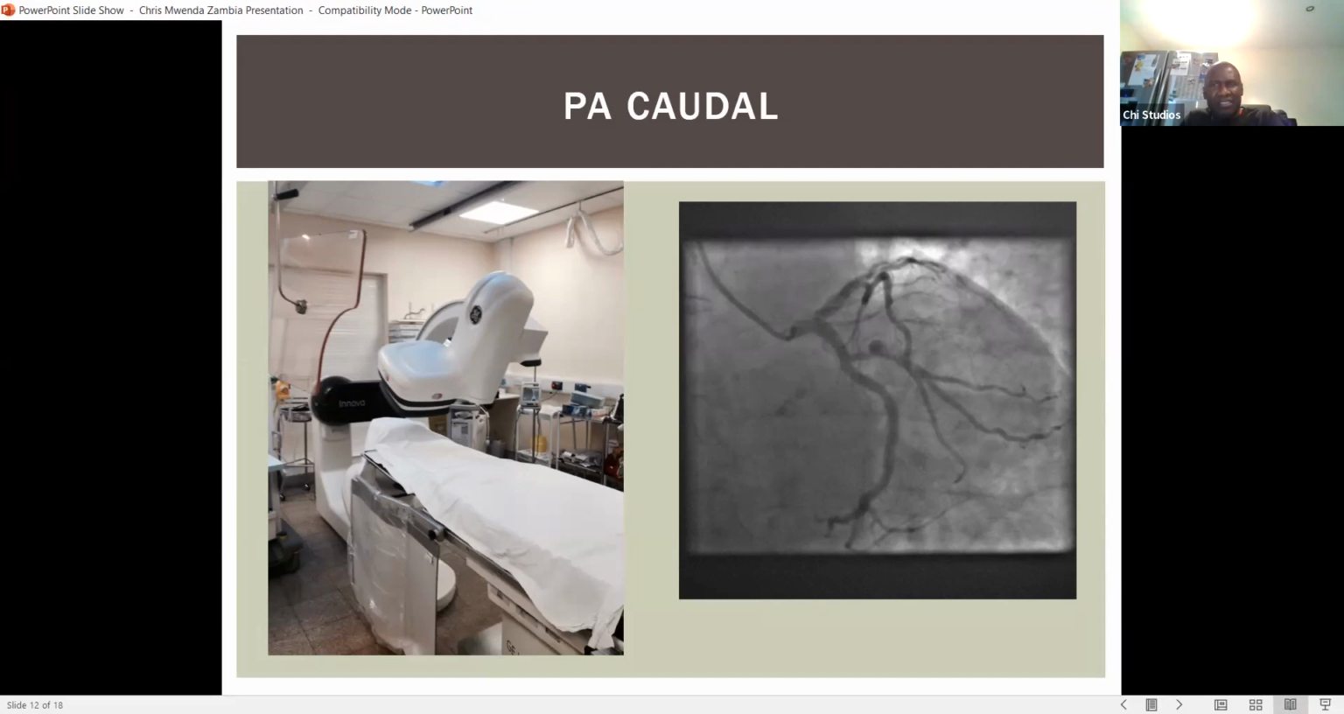Okay. So from the radiography point of view, that's my camera. As I said, when you're doing a PA caudal, the image intensifier points towards the feet. This is where the feet of the patient will be. Sorry about this, Daisy. This is a balloon pump. If you want, we can talk about it. It's the one we use to insert into the aorta to help the patient and support the heart.